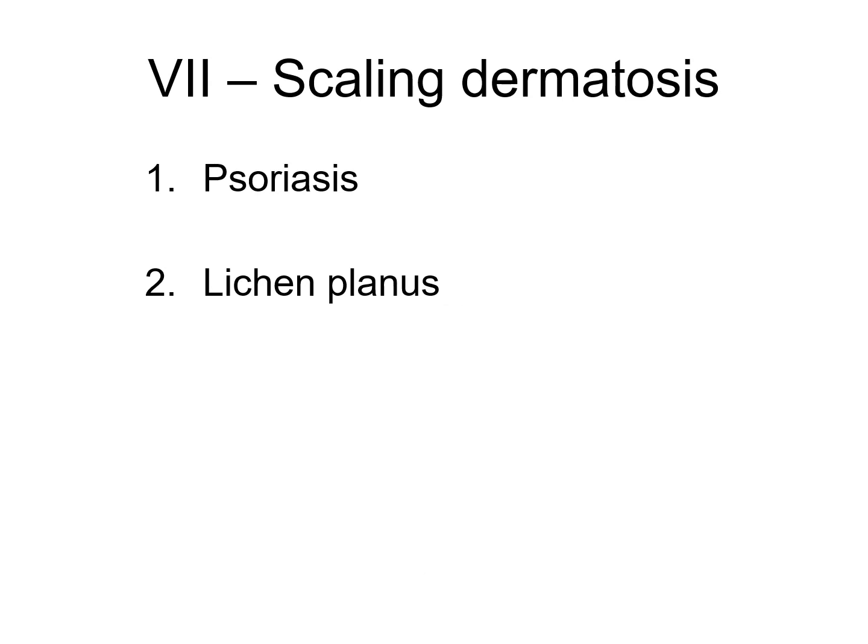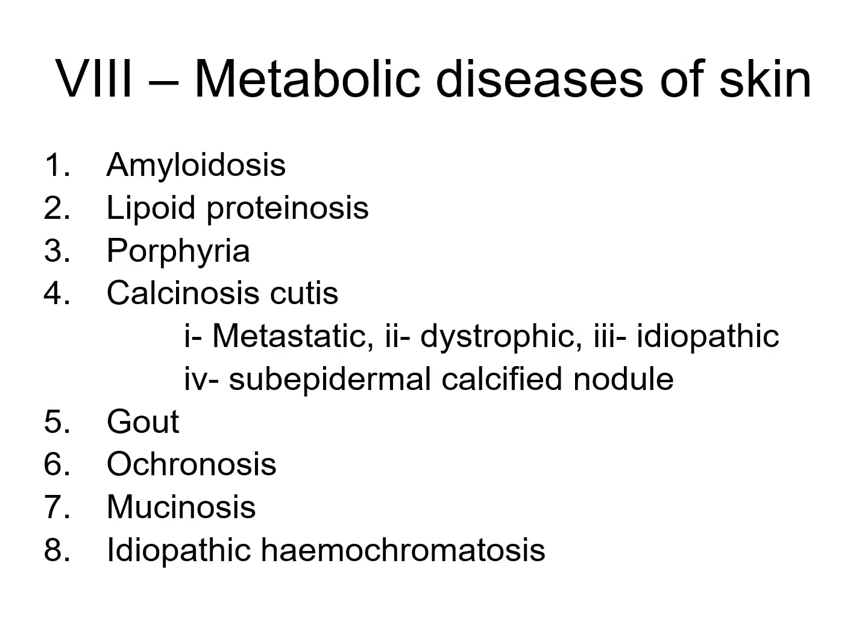Lichen planus and psoriasis are scaling dermatoses. The metabolic skin diseases are amyloidosis, lipoid proteinosis, porphyria, calcinosis cutis that can be metastatic, dystrophic, idiopathic, subepidermal calcified nodule, then gout, ochronosis, mucinosis, and idiopathic hemochromatosis.